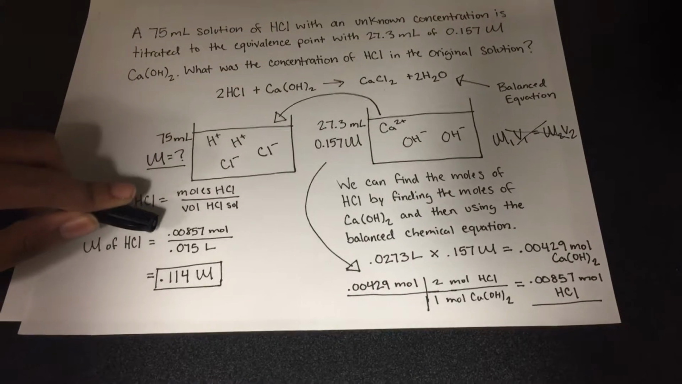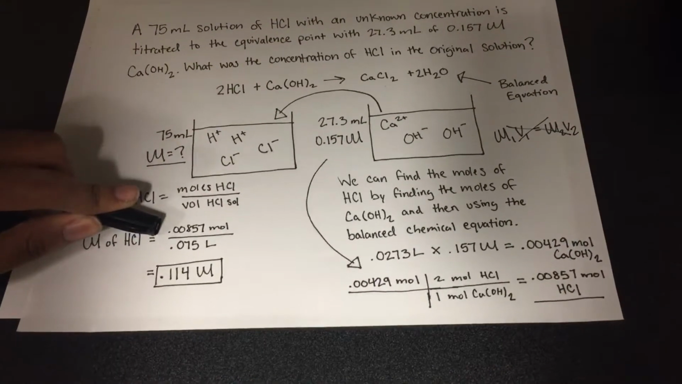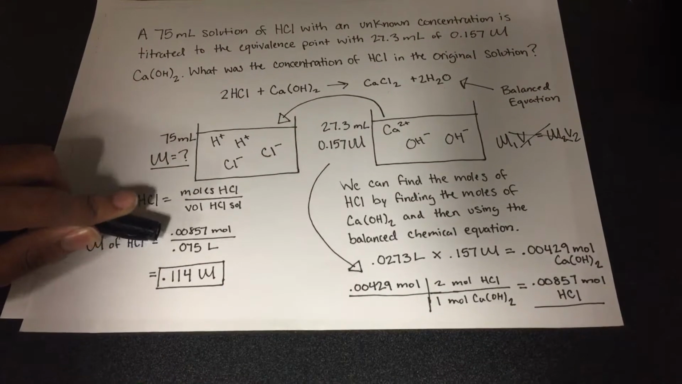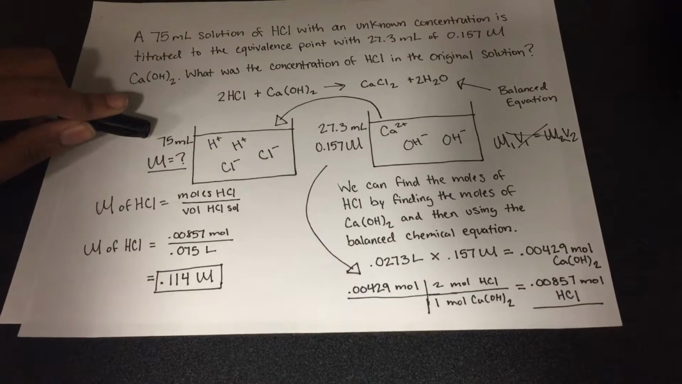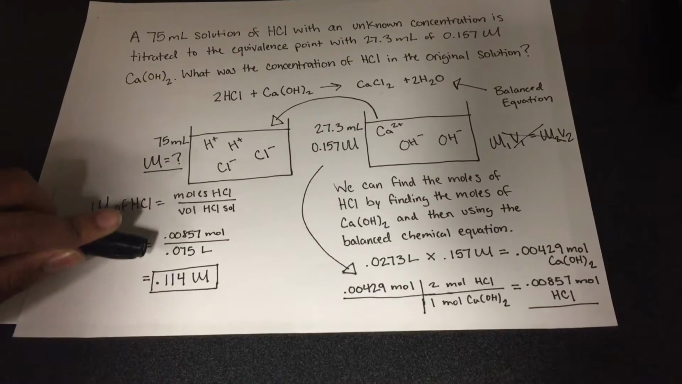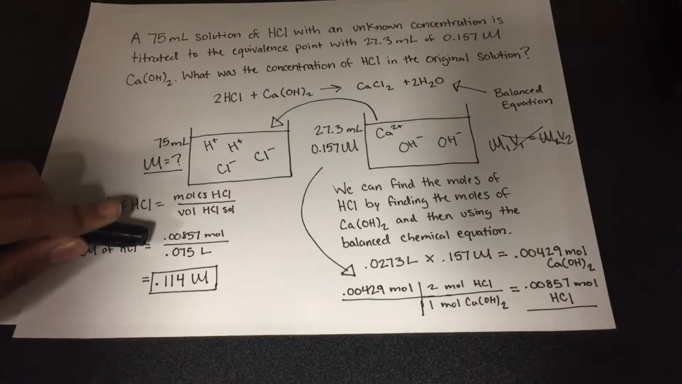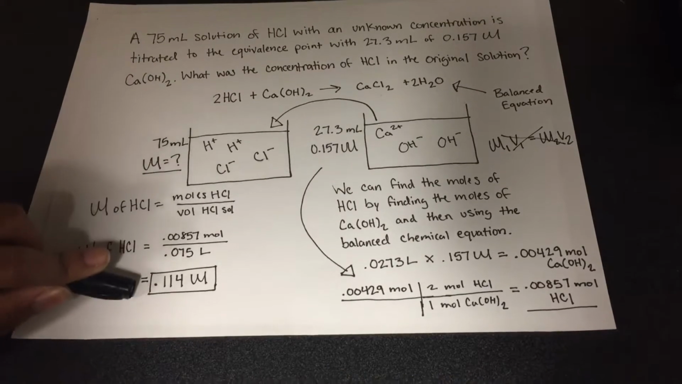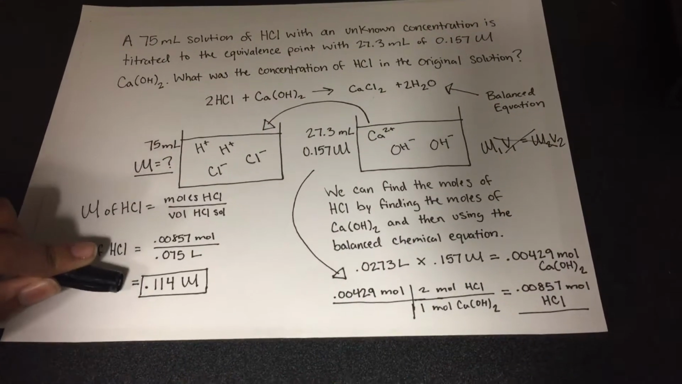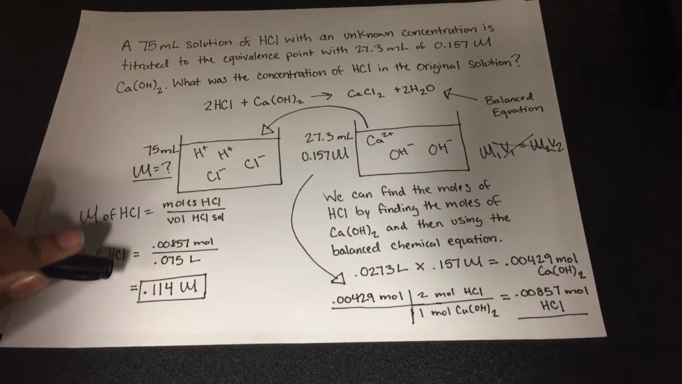So we plug it in, 0.00857 moles divided by 0.075 liters. We take 75 milliliters divided by 1,000 in order to get liters. And once we figure that out, we realize that the concentration of the original solution is 0.114 molar.